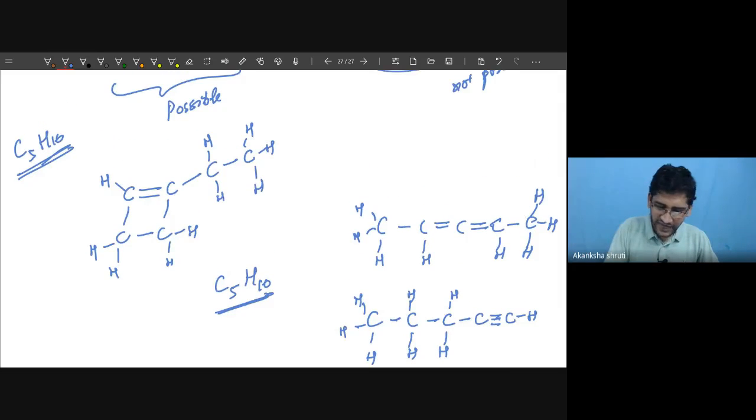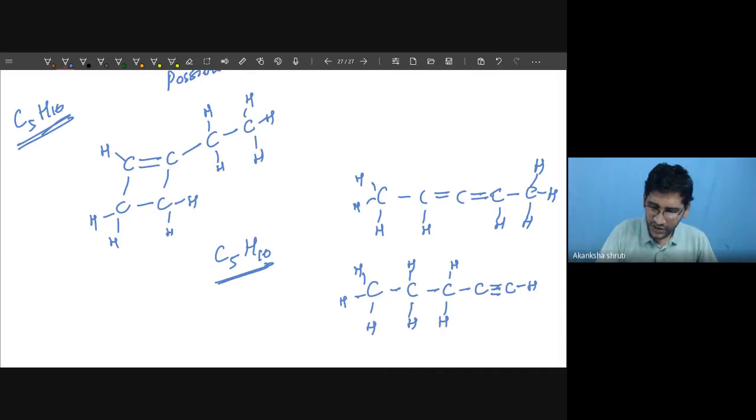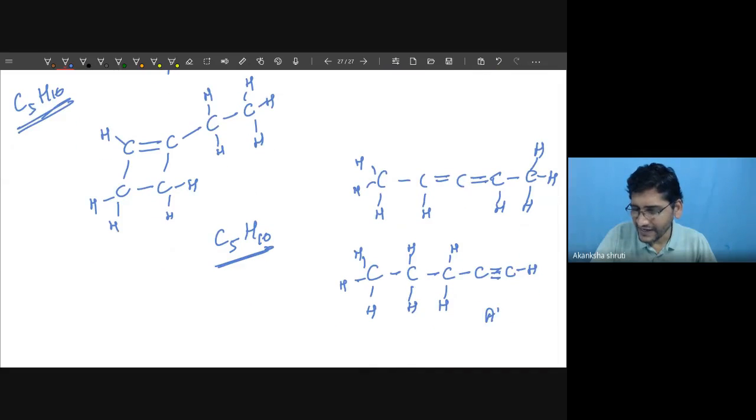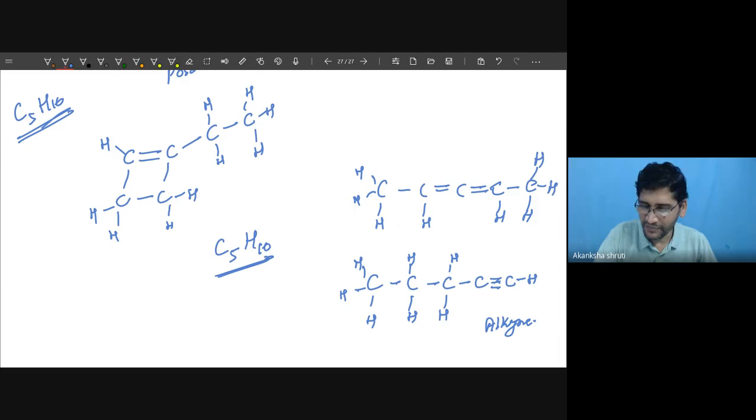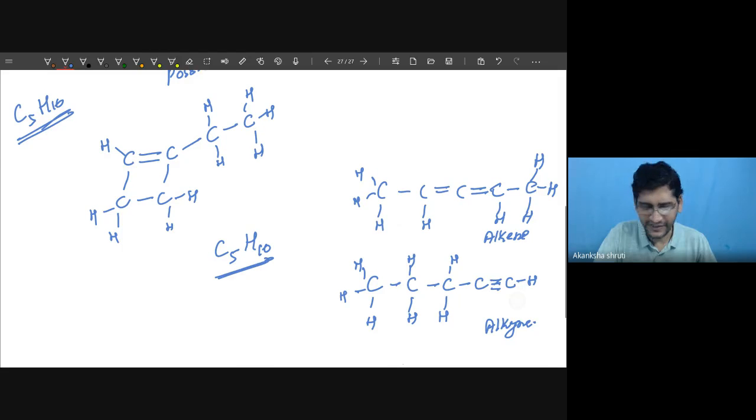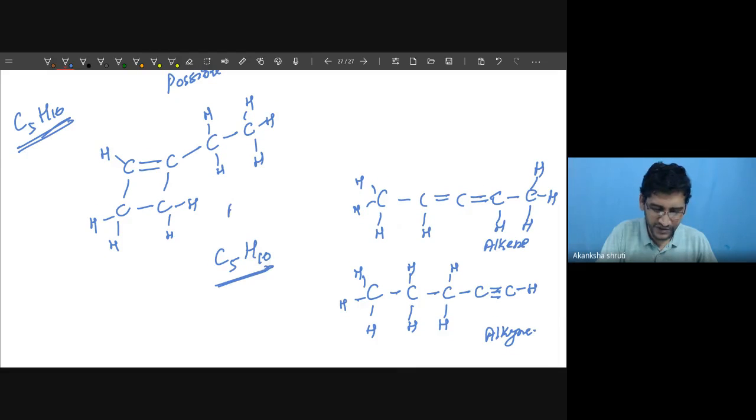So for this, the cyclic is possible. This triple bond is called alkyne because it is the triple bond. This is the double bond. It is our alkene. Spelling difference is there. This is also alkene, but it is cyclic.